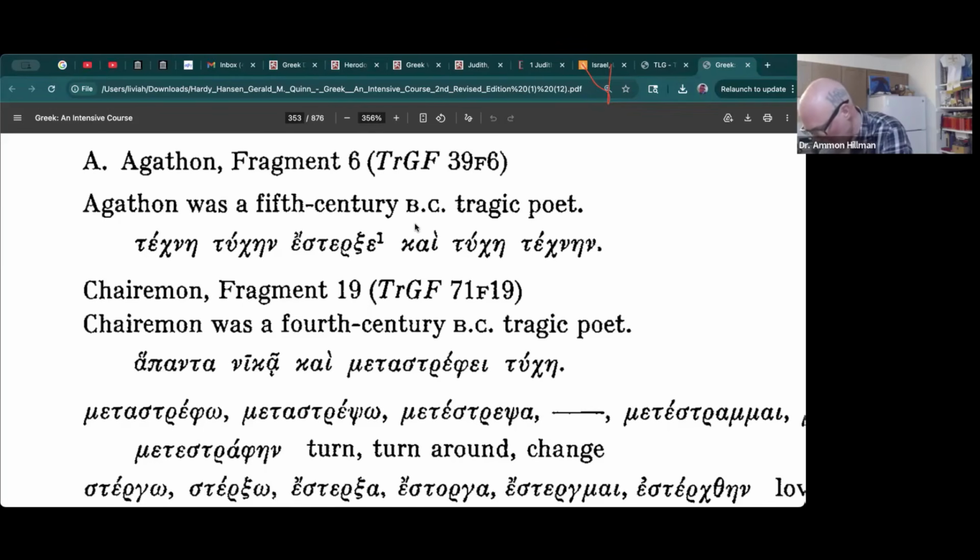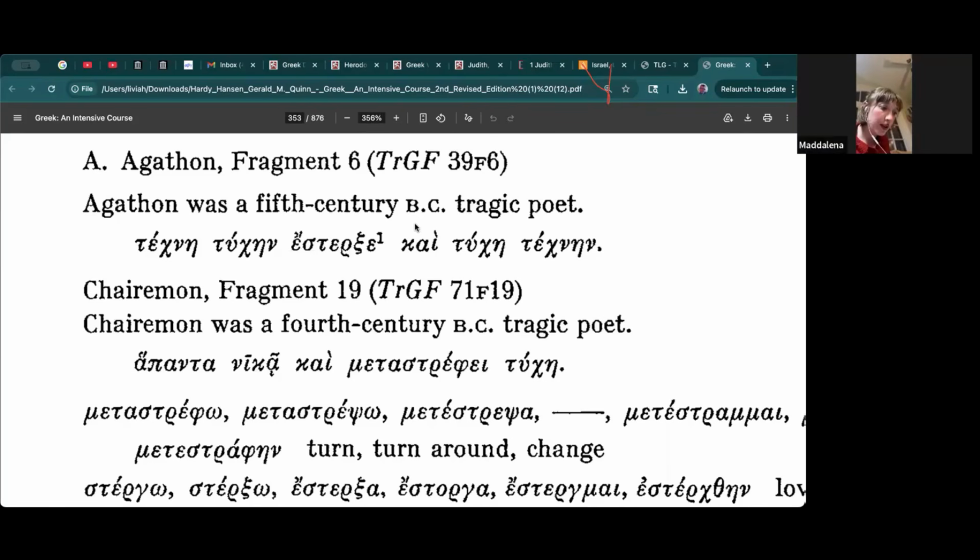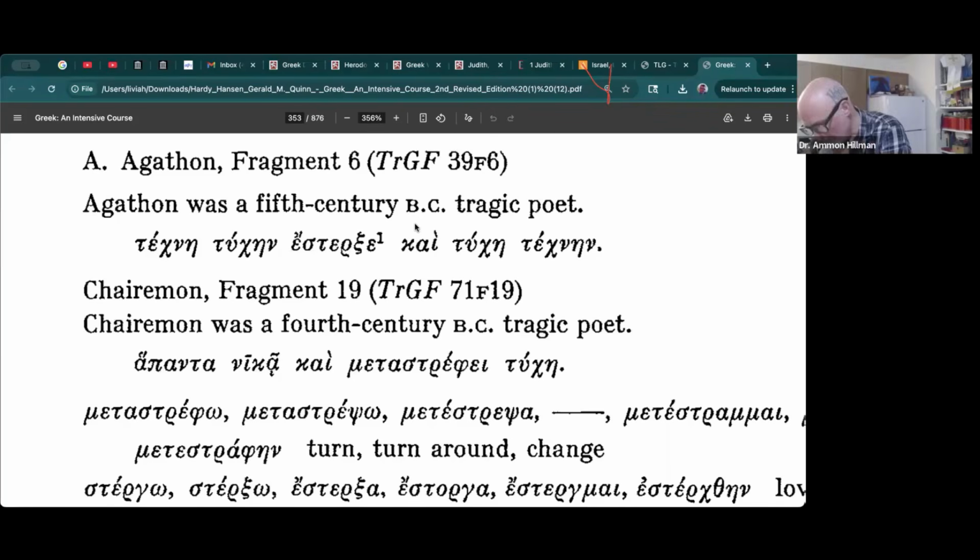Look at it. It sounds kind of funny, doesn't it? Just reading it sounds funny. Techne tuchen esterkse, kai tuche technen. Oh God, it's kind of melodious. Okay, while I'm stalling for you, look at the verbs. Stergo. That's a nice one. Look at its principal parts, they're pretty good, except for its perfect. Estorga. That doesn't look very perfect, right?